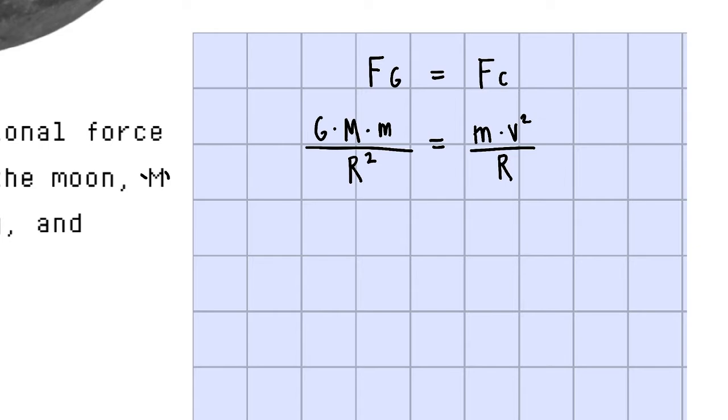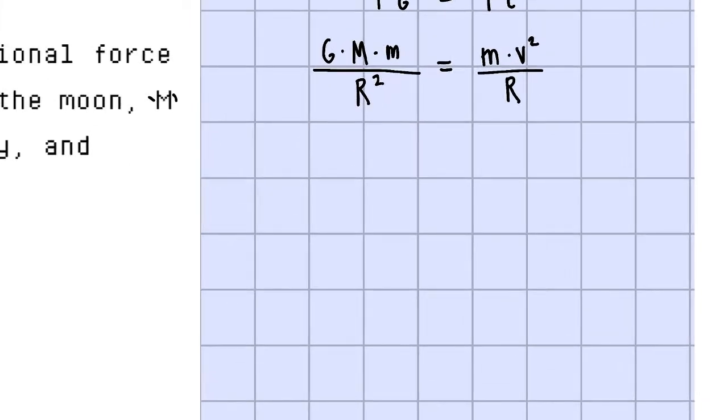The first thing we can do is cancel out some of the terms. So little m is on both sides of the equation. We can cancel it out. We can also cancel out an r on the right side and one of the r's on the left side. Now I'm going to rewrite the equation to clean it up. So I have G times M over r is equal to v squared.